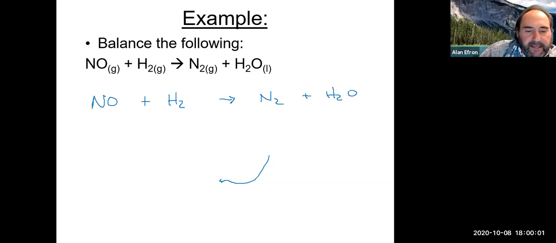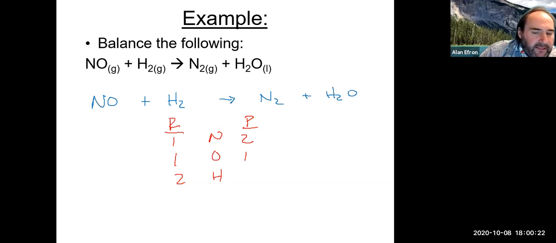Okay, so let's take a look here and see. So again, if it's helpful, make a table. A lot of people do find it helpful to do it that way. So nitrogen, oxygen, hydrogen. Again, we got one nitrogen on the left, two on the right. So we got one oxygen on the left and one on the right, and two hydrogens on the left and two on the right.